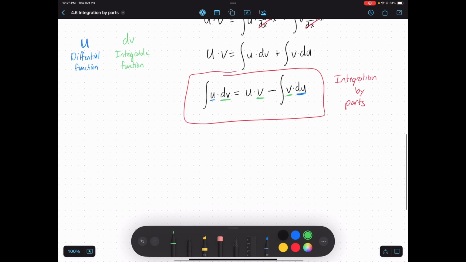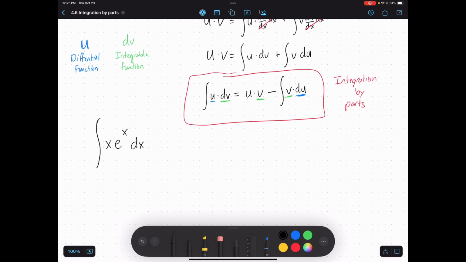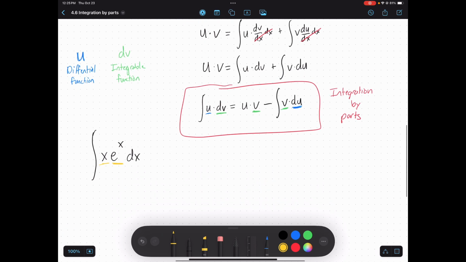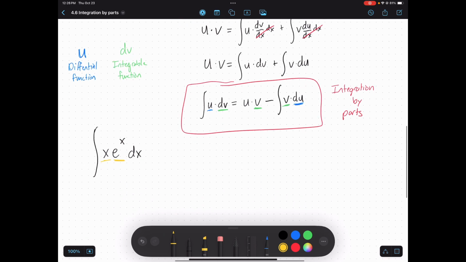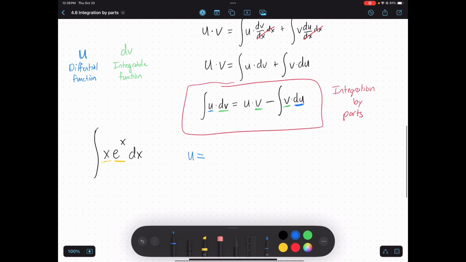So let's look at a quick example of how this works. I've got the integral of x times e to the x dx. Hopefully you can see how this function is the product of two different functions. Once again, there's no easy antiderivative rule if I have two functions being multiplied by each other. I have to use this process of integration by parts. So first thing I need to do is figure out which one's going to be my differentiable function and which one is going to be my integrable function. The dx will go with the integrable function.